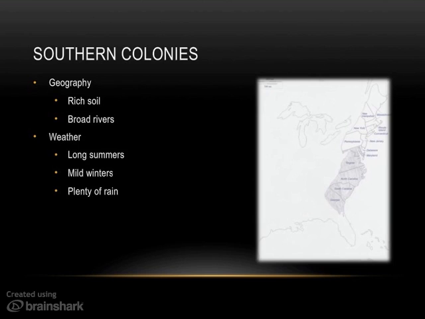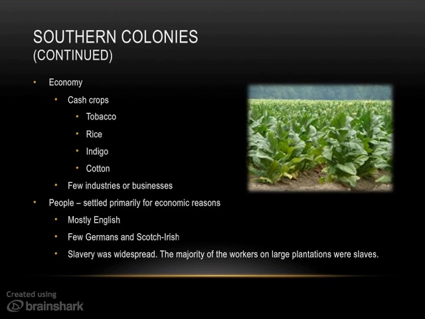Maryland, Virginia, North Carolina, South Carolina, and Georgia were known as the Southern Colonies. People living in the Southern Colonies had access to rich land for farming and broad rivers that could be used for transportation. Excellent weather consisted of long summers and mild winters with plenty of rain. As a result of the favorable geography and weather, the economy in the South was based almost entirely on cash crops such as tobacco, rice, indigo, and cotton.